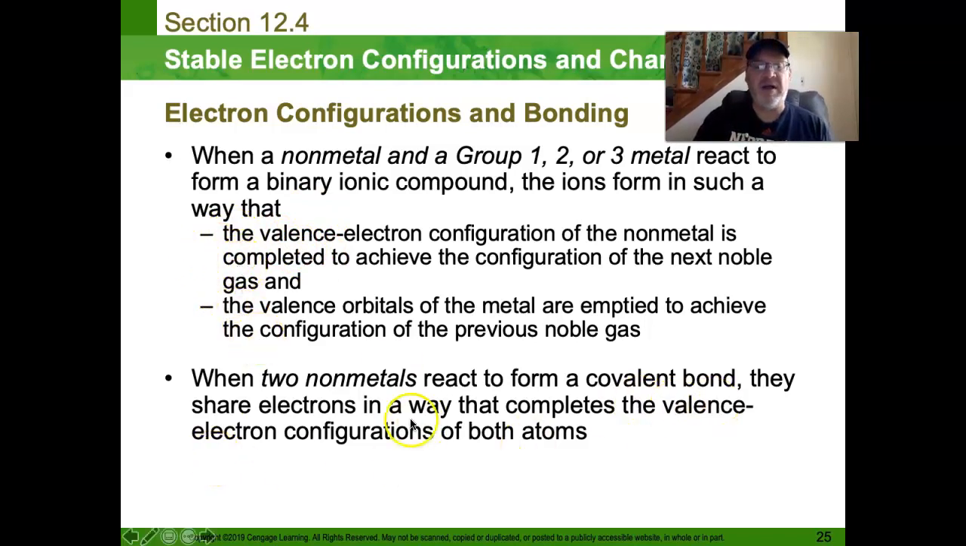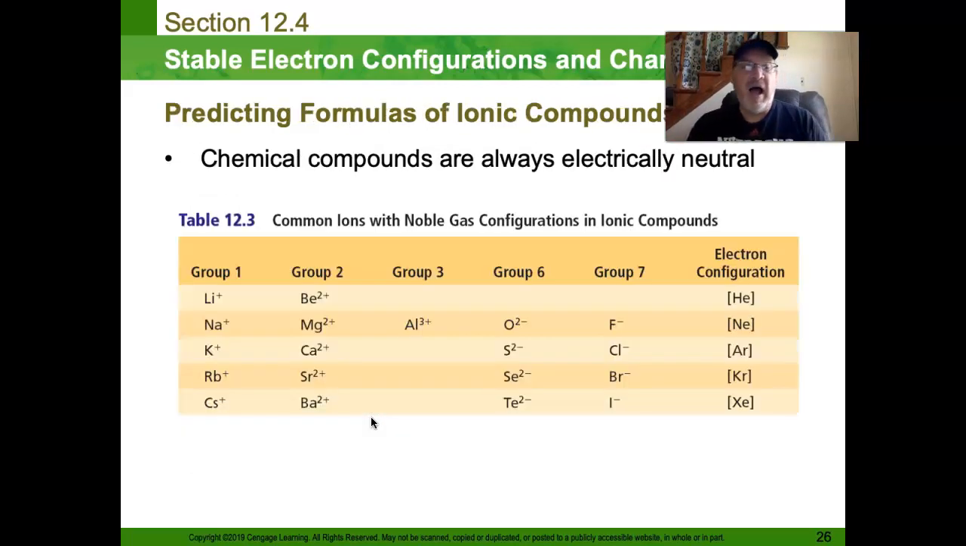Again, with a covalent bond, they're sharing, but it's still the valence electrons that are being shared between the two atoms. Again, this is going into charges. One of the things we talked about, if you remember, for charges, the ions within the same group have the same charge of the ion. And that's what you see here in table 12.3.